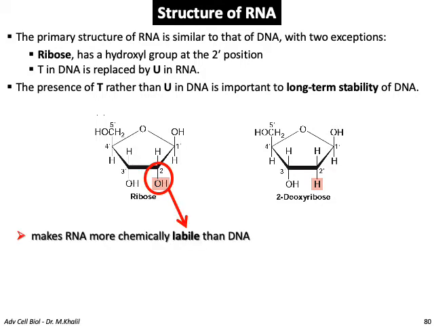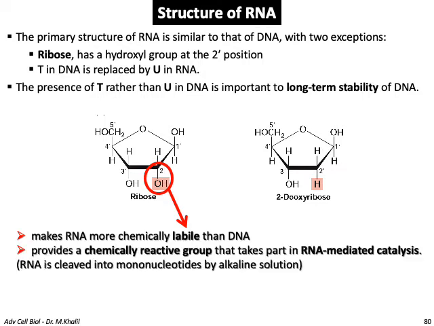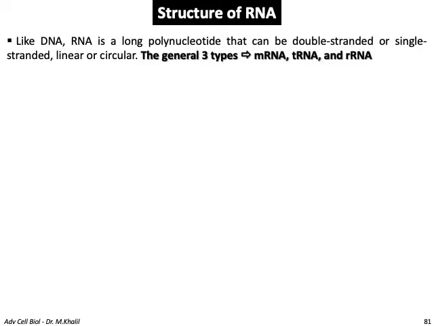So why does the OH exist in RNA? Because OH is more chemically labile than in DNA, so it has the affinity to do a lot of reactions, because of course RNA, once its function is done, has to be degraded. So OH is the active group that can be used for degradation of RNA. As well, this OH provides a chemically reactive group that takes part in RNA-mediated catalysis. RNA is cleaved into mononucleotides by alkaline solution in order to be recycled, and the ribonucleotides can be used again for the making of new RNAs.